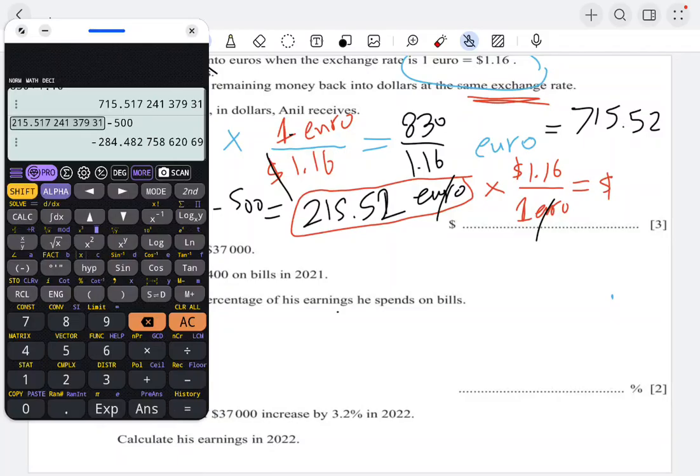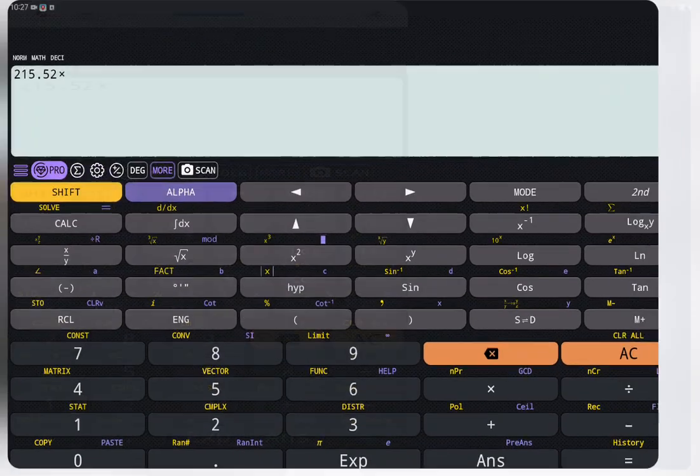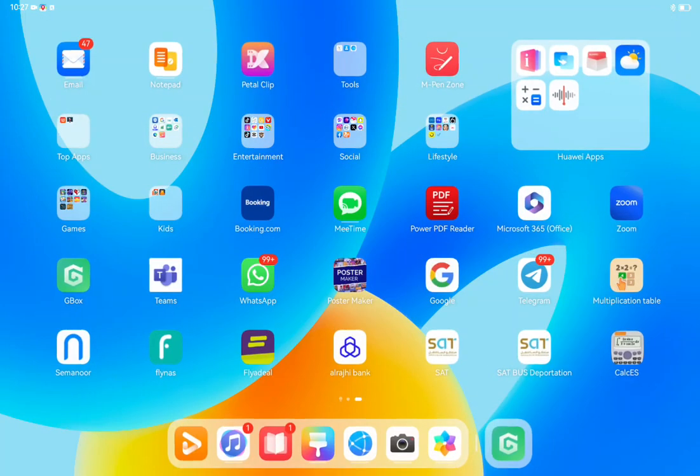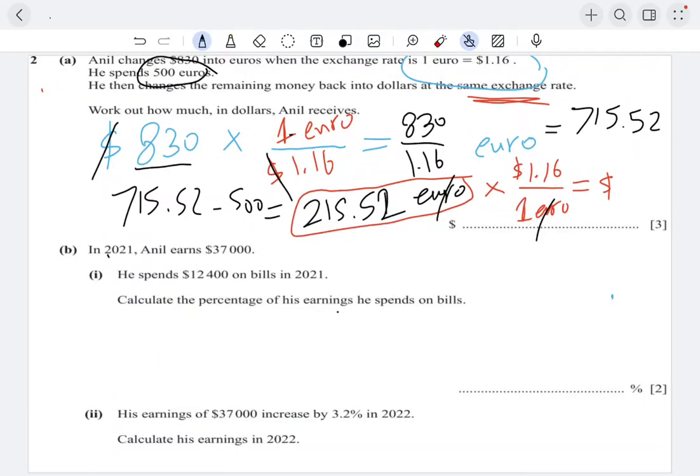So, as you see, I did not round. It's much better, guys, not to round until the last step, so you keep using the same number on the calculator. So 215.52 times 1.16, and you get 250. I did not see exactly how much, but 250. I think this was the answer.